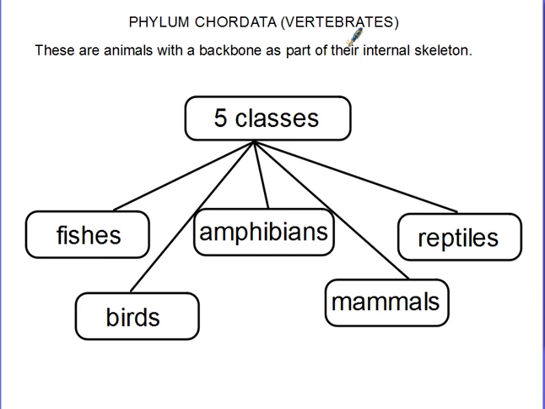Now, under the phylum Chordata, where vertebrates are, there are 5 main classes. We have the fishes, birds, amphibians, mammals, reptiles. Organisms belong to this phylum because they have a backbone. So these are the 5 main classes: fishes, birds, amphibians, mammals, reptiles.